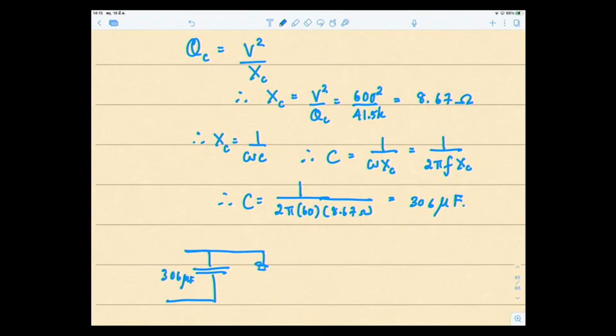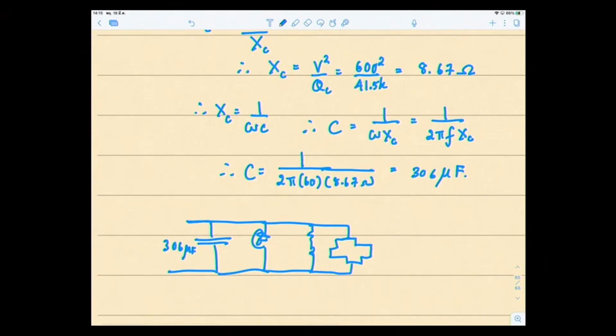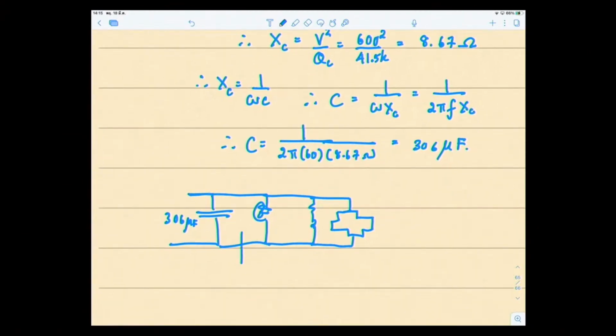This is your original load, the lighting, the furnace, and the motor. If you look only from this point of view, your PF was 0.74, as you calculated. But if you include the capacitor, your PF will change to 0.85. And this is how you do the power factor corrections.